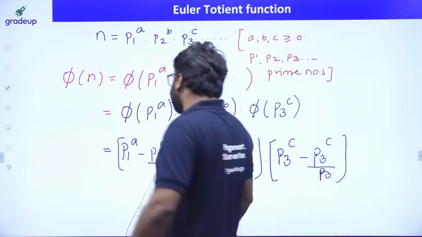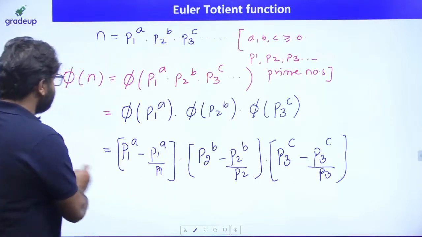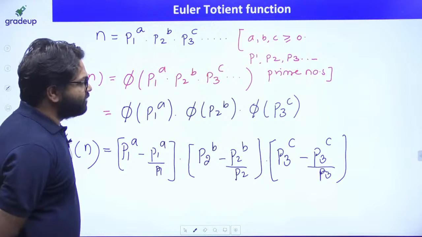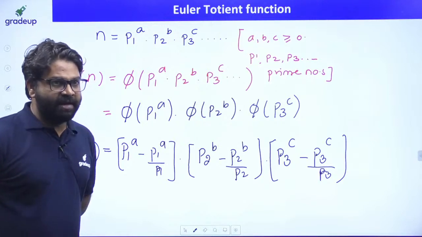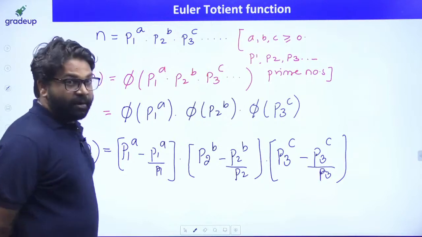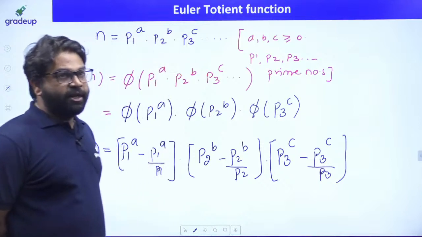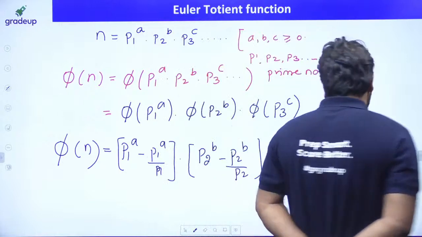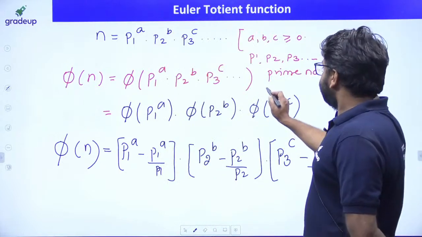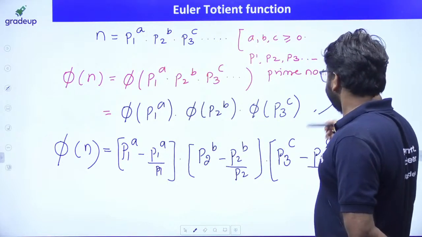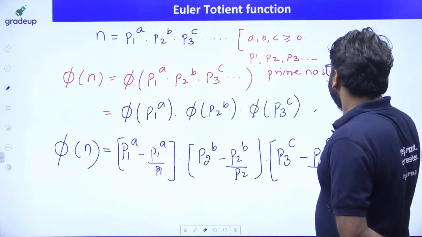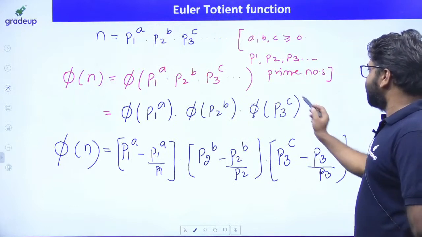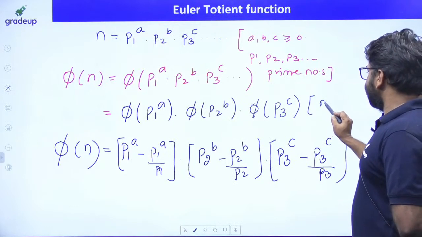Now what will happen if I try to take P1 outside, or you can generalize this as the totient function of any particular element that you will be having over here. In this way we can understand, or you can calculate, with respect to any particular element. From here to here what we are writing is basically that totient functions are multiplicative in nature.